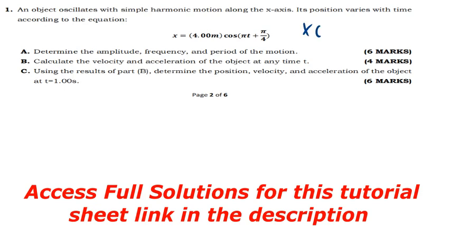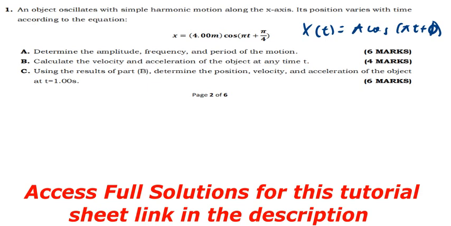And immediately when you have been given such an equation, meaning it is in the form of A cos theta times t plus phi, phi is the phase angle. So now what is happening here is we have got A as the amplitude.